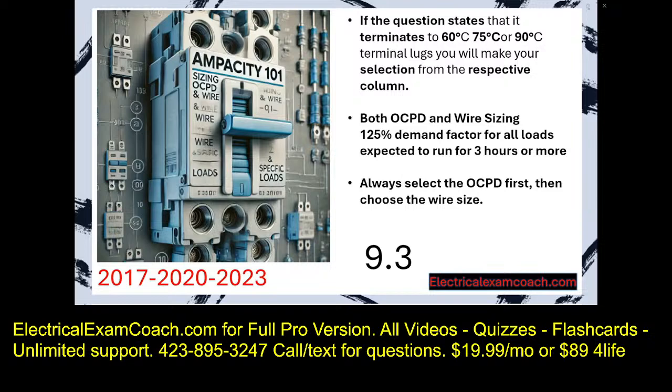Let's recap very quickly. If the question states that it's terminating to 60, 75, or 90 degree C terminal lugs, you're going to make your selection from that respective column under normal circumstances. With both OCPD and wire sizing, we still have that 125% demand factor for all loads that are expected to run for 3 or more hours. And we will always select the overcurrent protective device first, and then we'll choose our wire size. It'll make more sense why we do that once we start sizing services in the next lesson, and once we get into larger amperage questions like 1,000 amps or greater, which we'll learn in the lesson after that one.